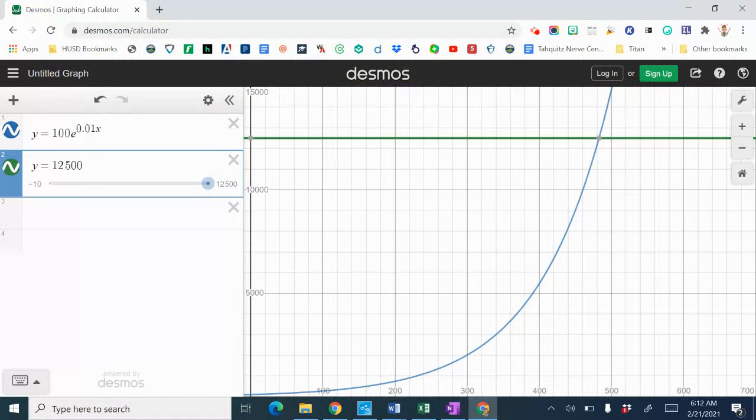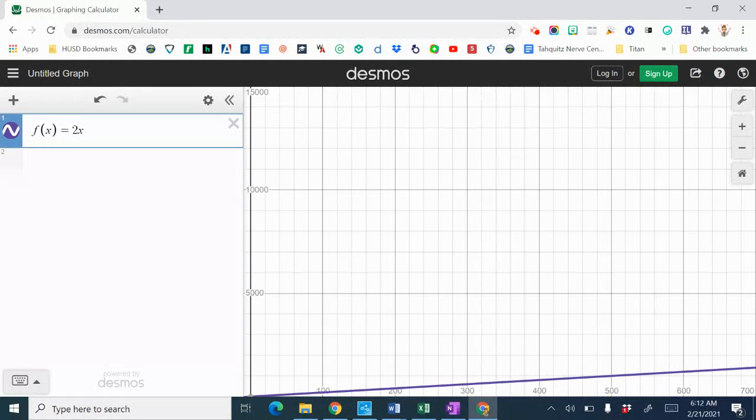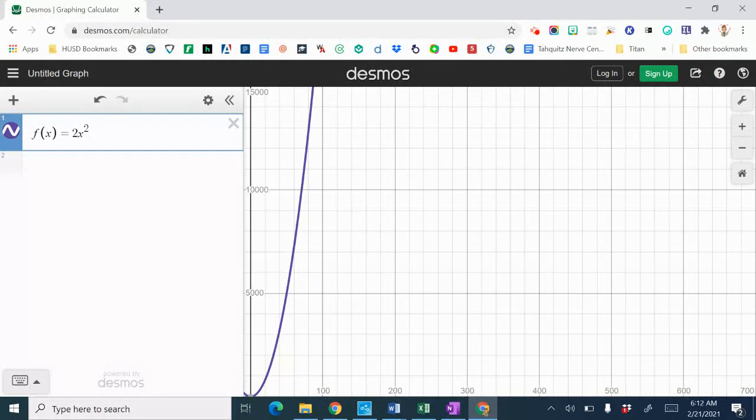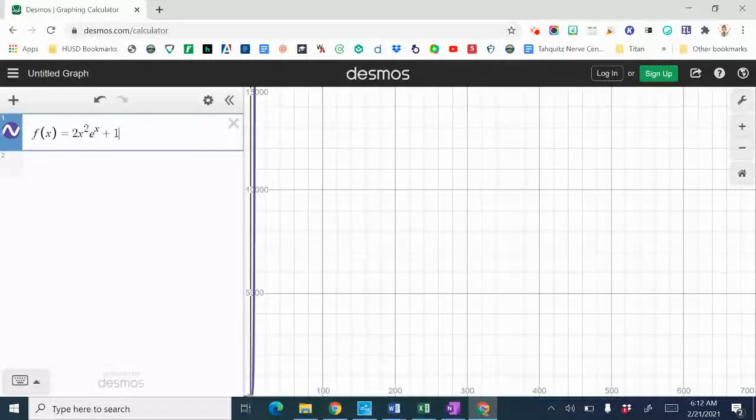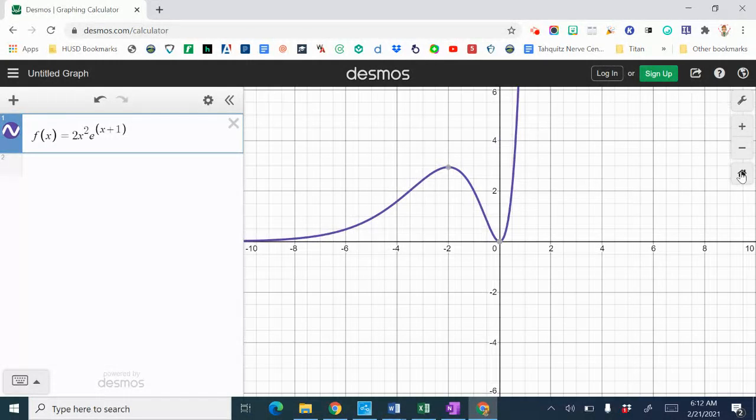So I'm going to X out what's there, and I am going to graph this. So we've got f of x equals 2x squared, and then I'm going to hold the shift 6 for my exponent, e, and then shift 6 again to the x plus 1. Oops, plus 1 needs to be in the exponent. It's not sticking, is it? Let me put parentheses, x plus 1. There we go. And I definitely need to reshift. I'm just going to hit the home button. There we go. So now we've got a good picture of our graph.